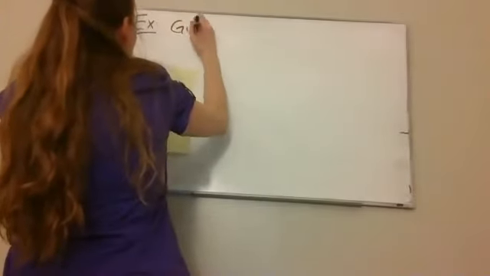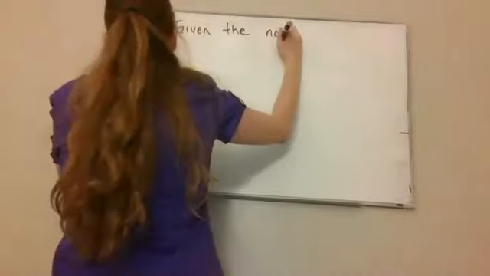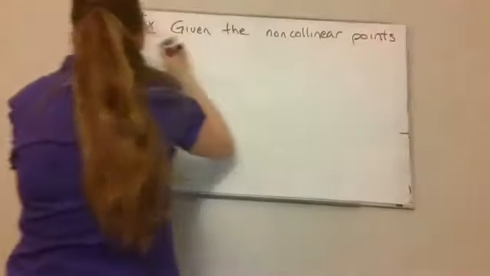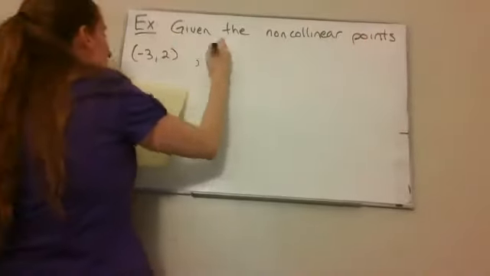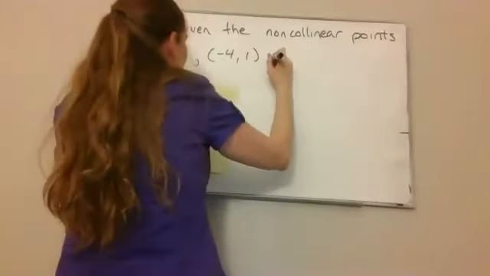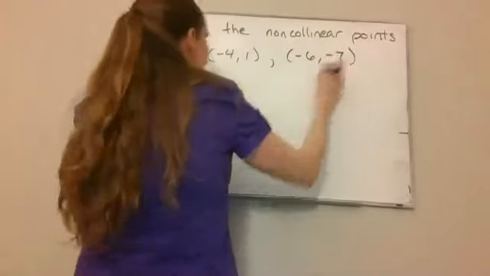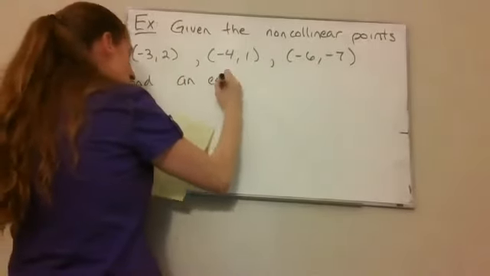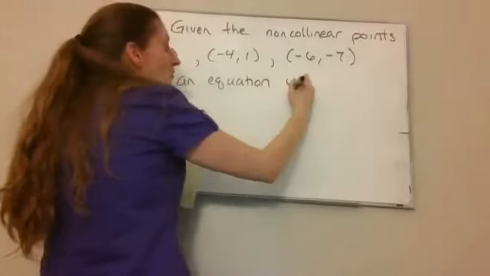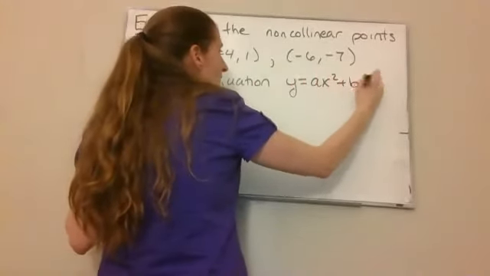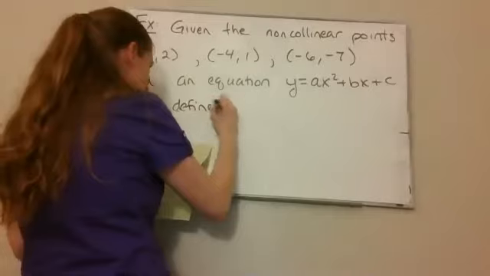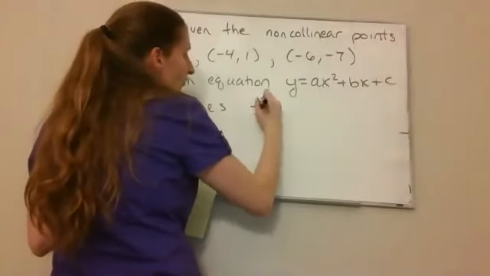So our last example. Given the non-collinear points (negative 3, 2), (negative 4, 1), (negative 6, negative 7), find an equation of the form y equals ax squared plus bx plus c that defines the parabola through the 3 points.